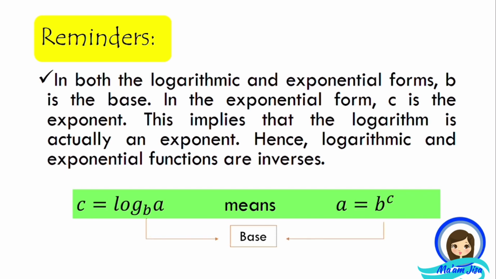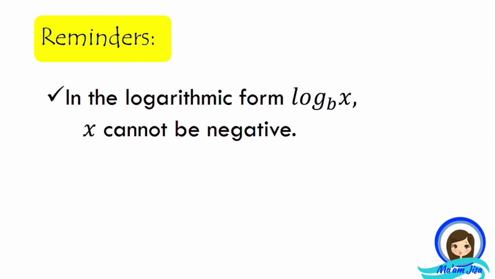In the exponential form, c is the exponent. This implies that the logarithm is actually an exponent. Hence, logarithmic and exponential functions are inverses. In the logarithmic form, log of x to the base b, x cannot be negative.